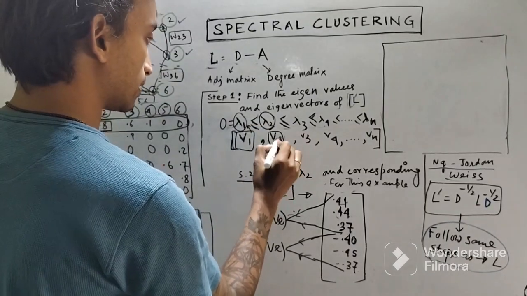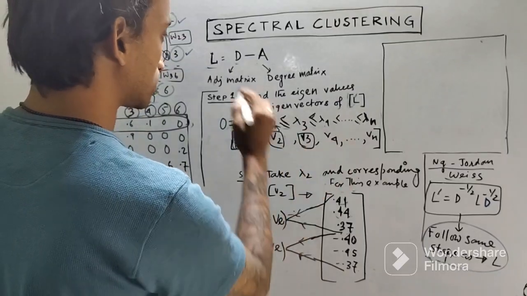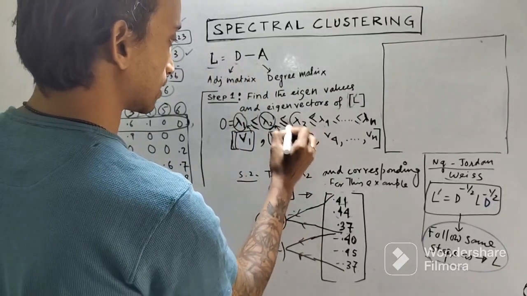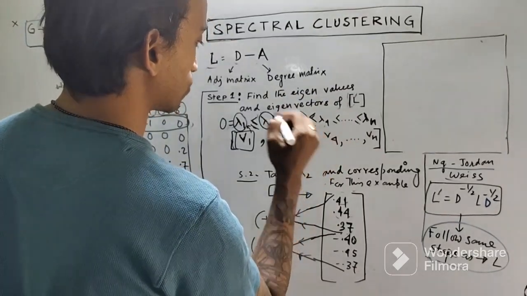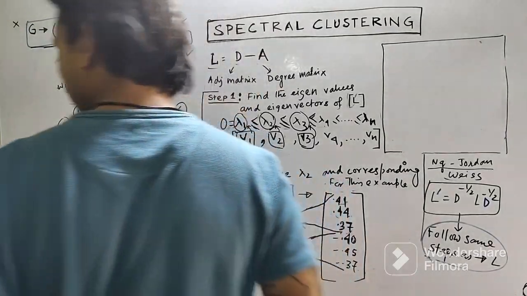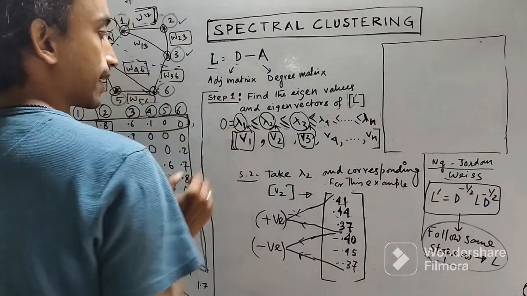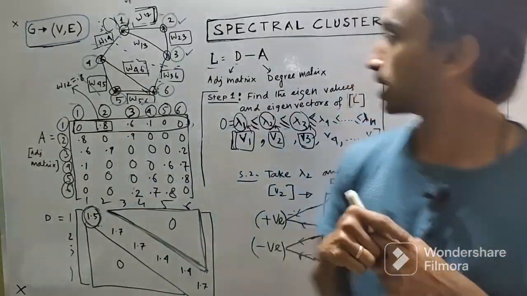These are the eigenvectors you have to find of this Laplacian, and these are the eigenvalues. Each and every eigenvector is connected to one eigenvalue. So how does it happen that the lowest eigenvalue is always 0? Let's take this example.